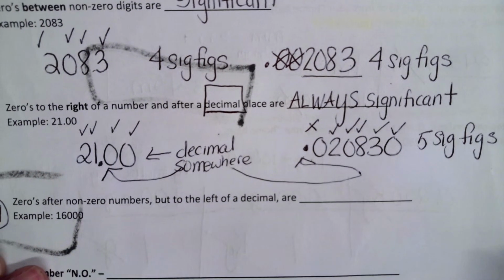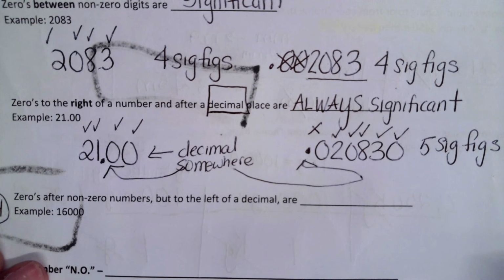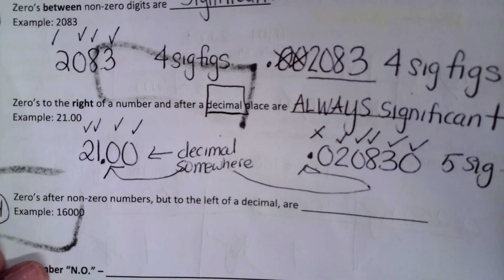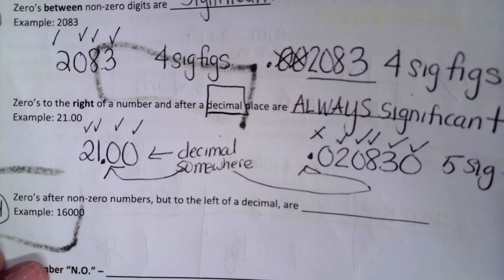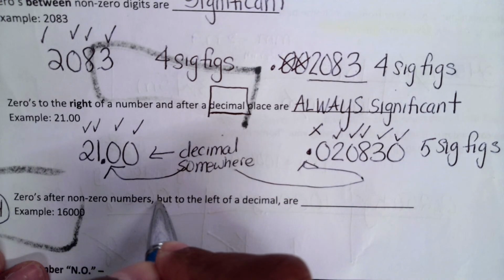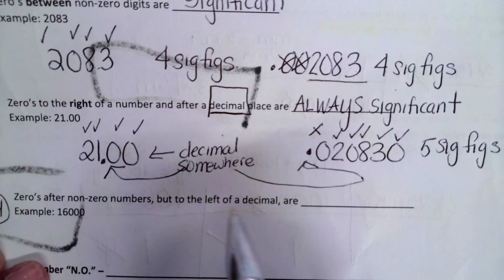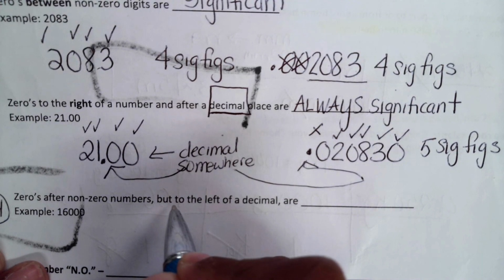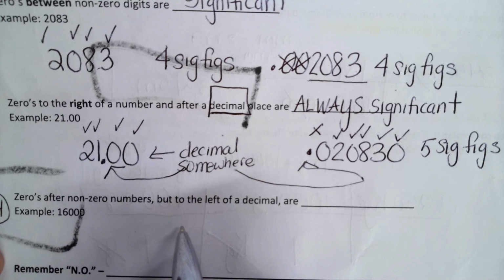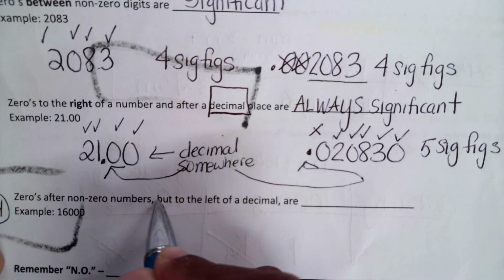All right, so the last one are zeros after non-zero numbers, but to the left of the decimal. Oh, there's no decimal. Okay, this looks weird. Okay. Yeah. There shouldn't be a decimal.